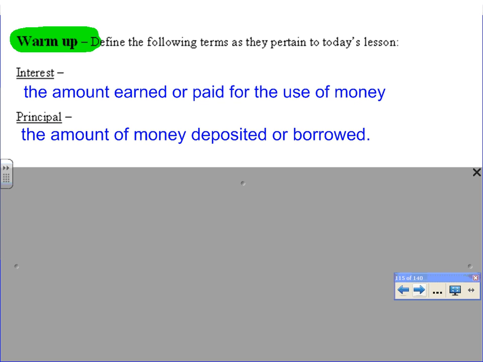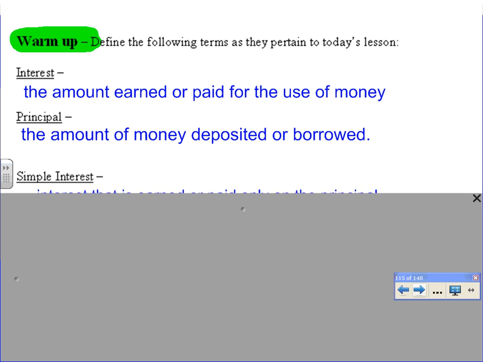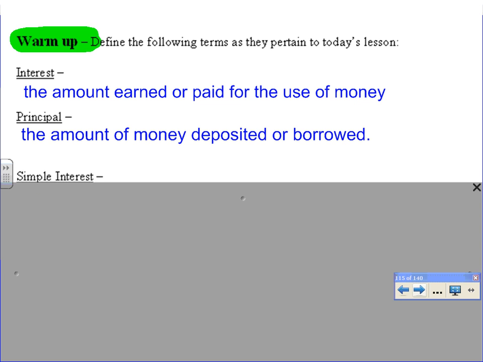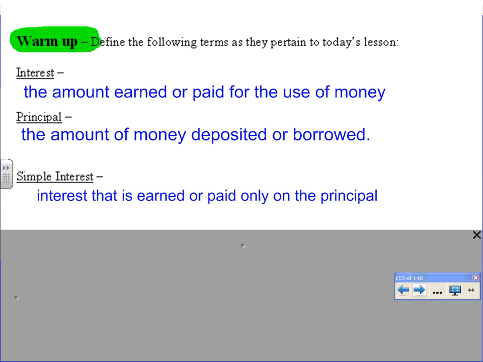Principal is the amount of money deposited or borrowed. So your parents might have bought a house and maybe they needed to borrow $200,000 for a house, right? Who knows? Maybe they had to borrow extra to make home improvements, or they wanted to put a pool in your backyard, right? That would be nice, right? So principal, the amount of money deposited or borrowed. It's very important that you understand these words before we move on to the formula.